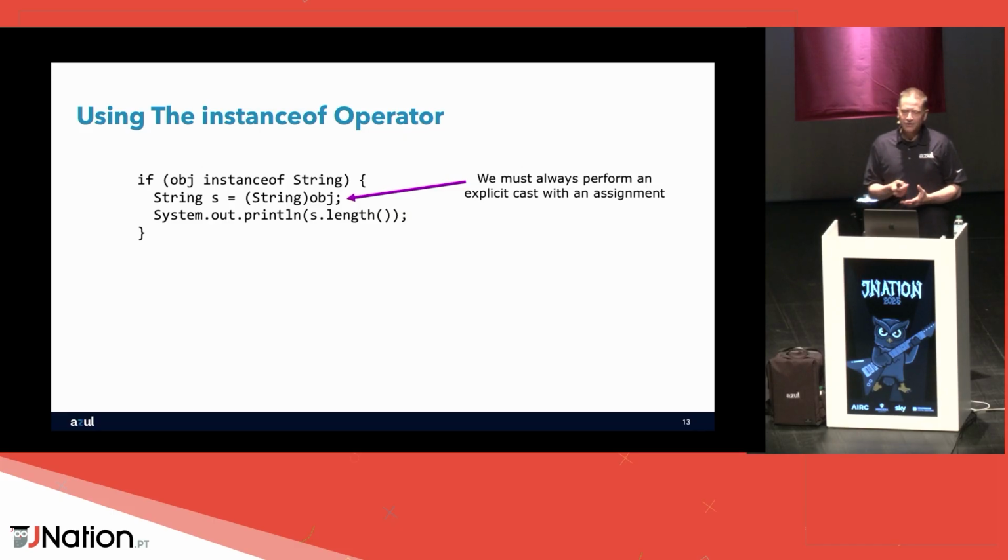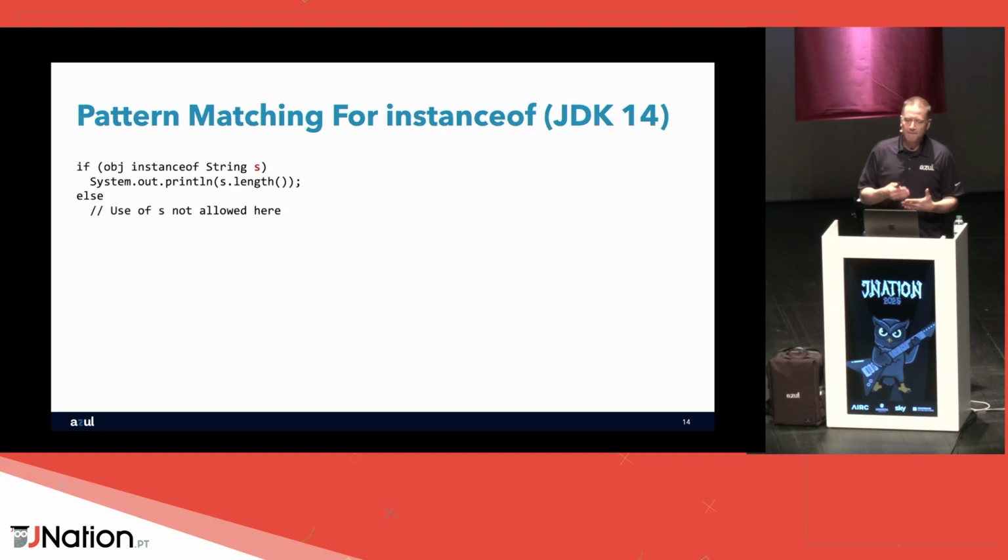And if you look at that, you kind of think to yourself, well, why do we have to do that? If we've done a test for instanceof obj and we've confirmed that it actually is a String, why do we need to do that explicit cast? Surely we can just treat obj as a String in the true branch because we know it is a String. And that's one way of solving the problem. It's not the way they solved the problem, though. What they did was introduce pattern matching for instanceof. And this was in JDK 14.